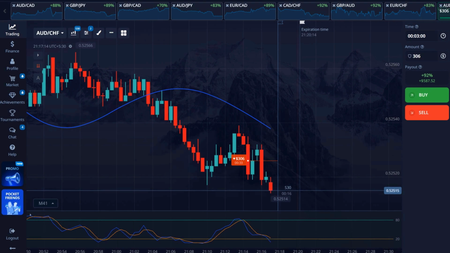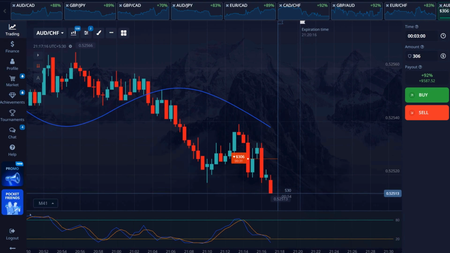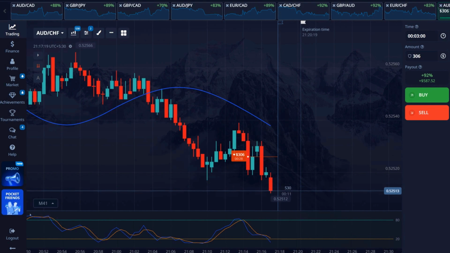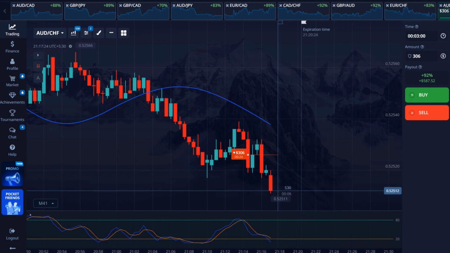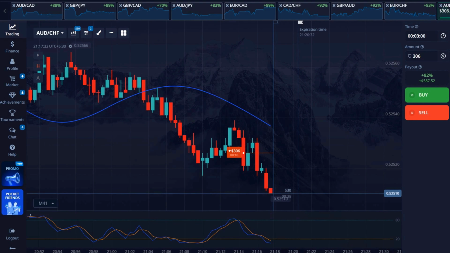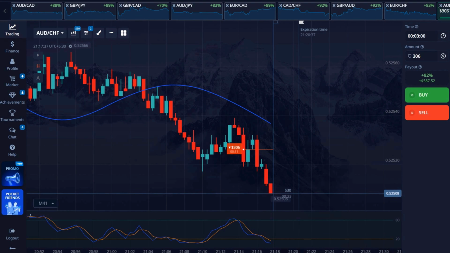After a small pullback, the price moves up near the TMA line, but still remains below it. At the same time, look at the stochastic oscillator. It rises above the 80 level, showing that the market is temporarily overbought. Now watch closely. The stochastic lines cross downward from above 80. That's our confirmation signal to enter a sell trade.